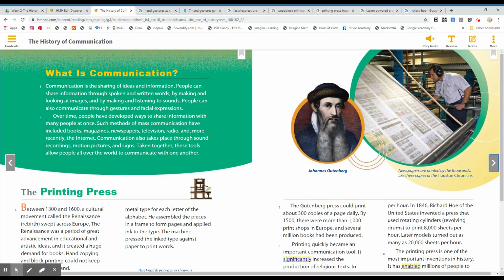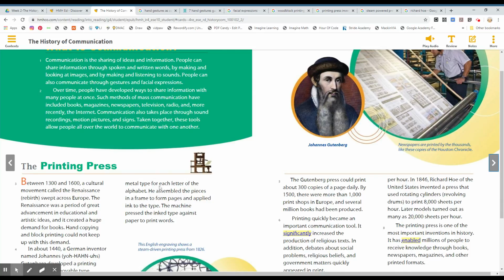And over time they wanted more information. They wanted mass communication through books, magazines, newspapers, television, radio, and recently the internet, boys and girls. But the first way they would communicate with one another was by writing letters and books. And during this time, boys and girls, it was an industry, it was a job, it was an invention.